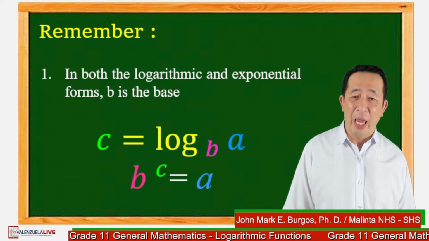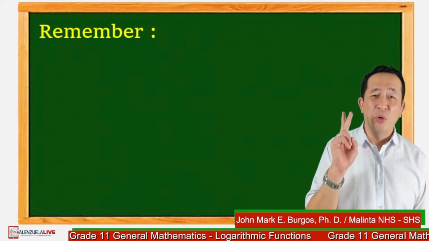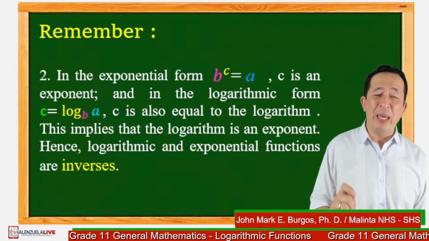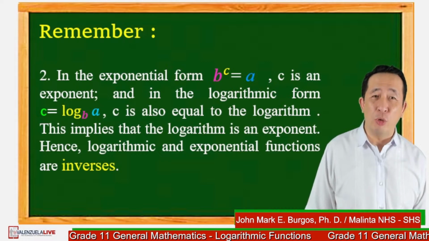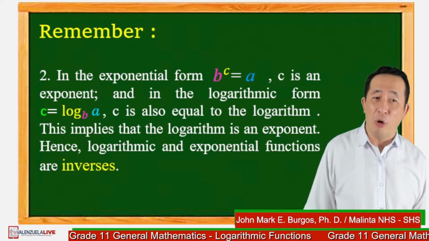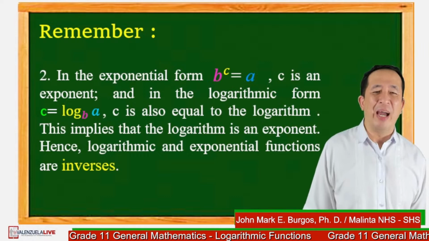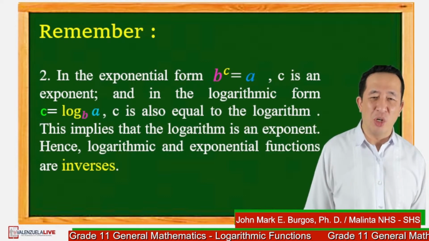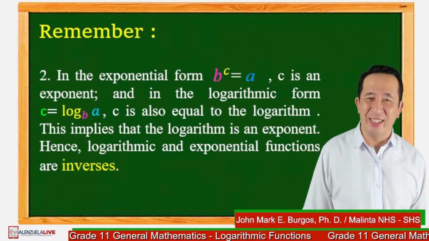Number 2, remember that in the exponential form, b raised to the power of c is equal to a. C is an exponent. And in the logarithmic form, c is equal to logarithm of a with base b. C is also equal to the logarithm. This implies that the logarithm is an exponent. Hence, logarithmic and exponential functions are inverses.